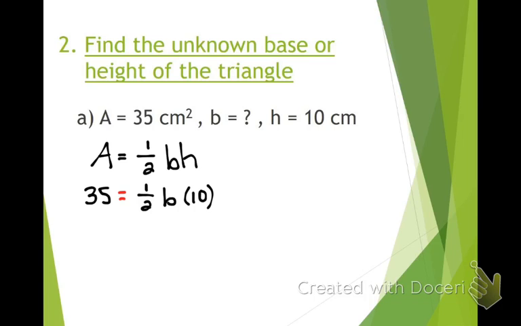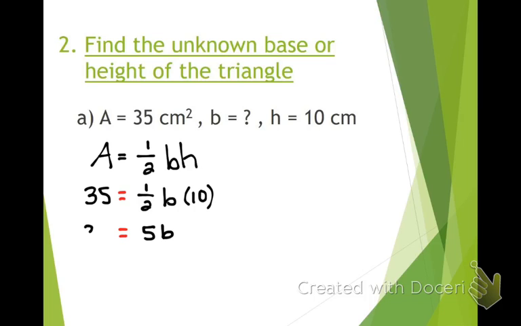Now, once again, I'm going to put my equal sign. I'm going to put it in red so it shows you. The 35 has to stay on its own side, and everything over here on this side has to stay on that side. Is there any work that I can do on this specific side? Yes. What can I do? What is half of 10? 5. Okay? So now instead of half times 10, I've got 5 times B.